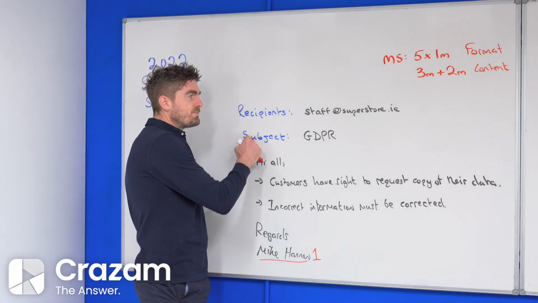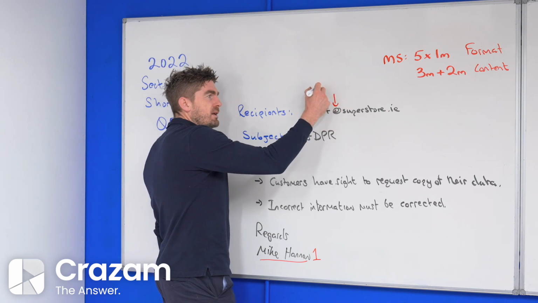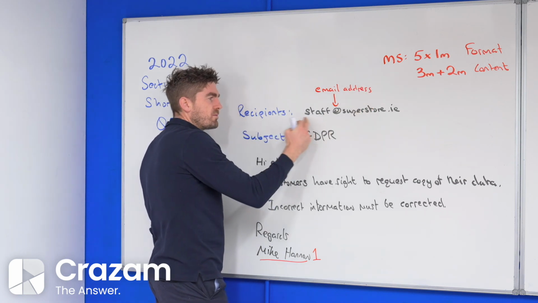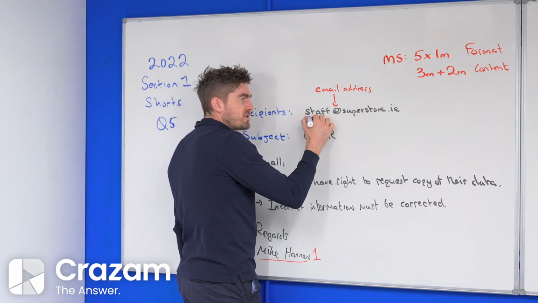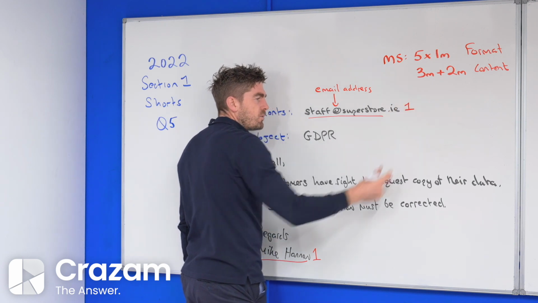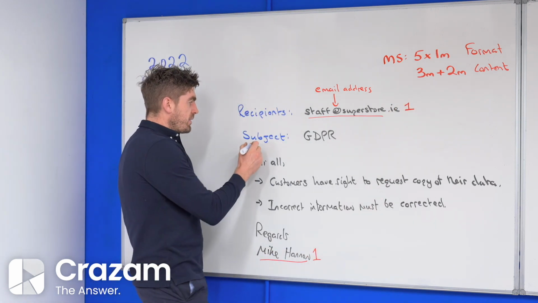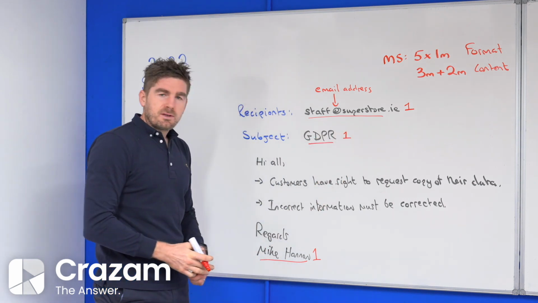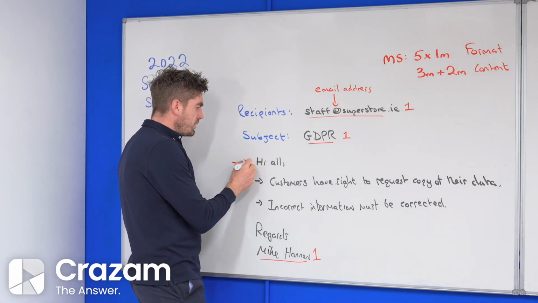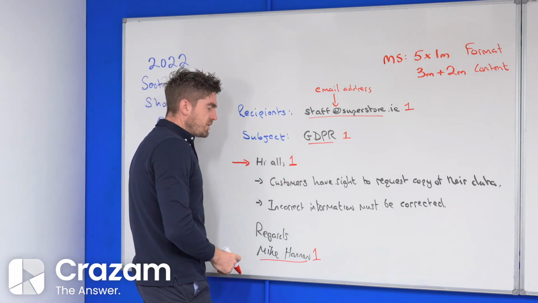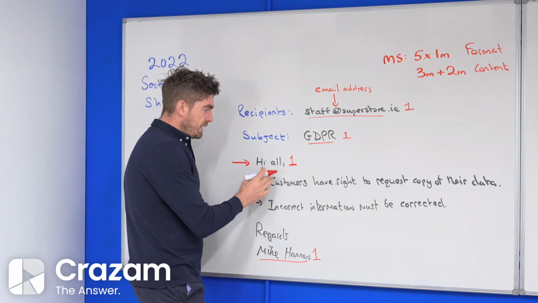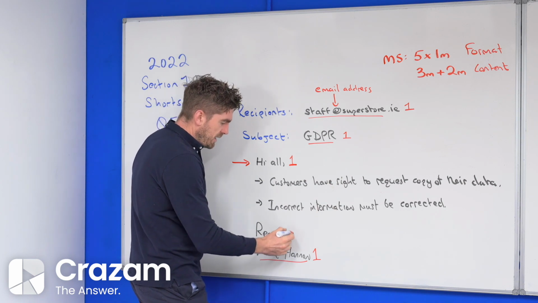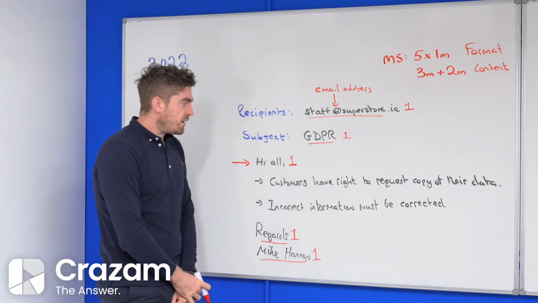For the recipients, in order to get this mark, you had to put in an email address. Some students just wrote in all staff here. You had to make up some kind of email address in order to get that 1 mark. Then every email would have a subject, so if you had anything around GDPR, the contents of it, you would pick up 1 mark for that. What students also left out was an initial introduction like hi all, all staff, or dear all, anything like that would get you 1 mark, and you would need to have regards or some kind of sign off to get the other mark.